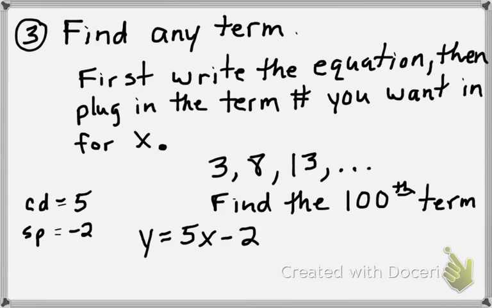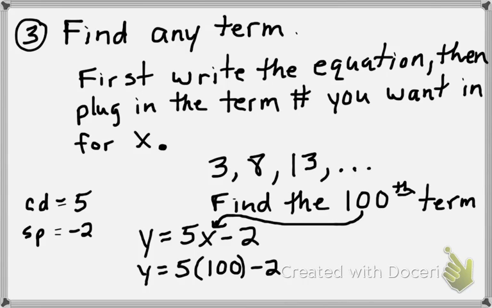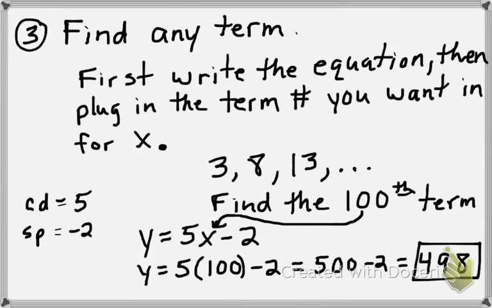So now I have to take that 100, since that's the term I want, and put it in for the x. So that gives me y equals 5 times 100 minus 2. And that equals 500 minus 2, which equals 498. So the 100th term of this sequence is 498.